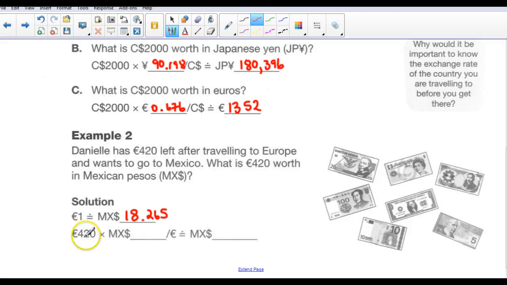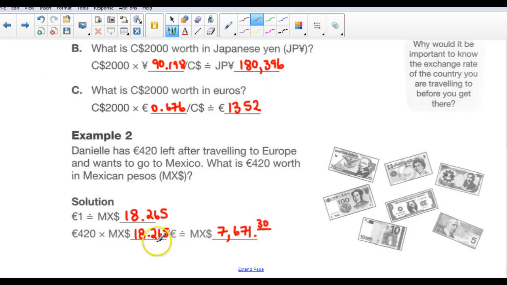So she has 420 euros, multiply that by 18.265, and that means that she's going to have in her pocket 7,671.30 Mexican pesos to spend.